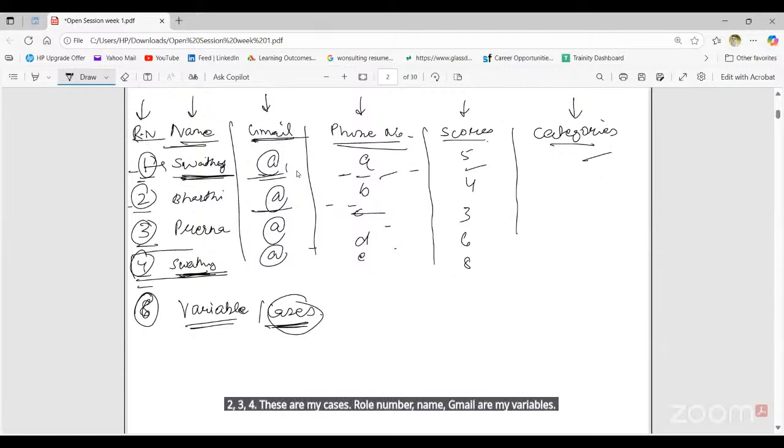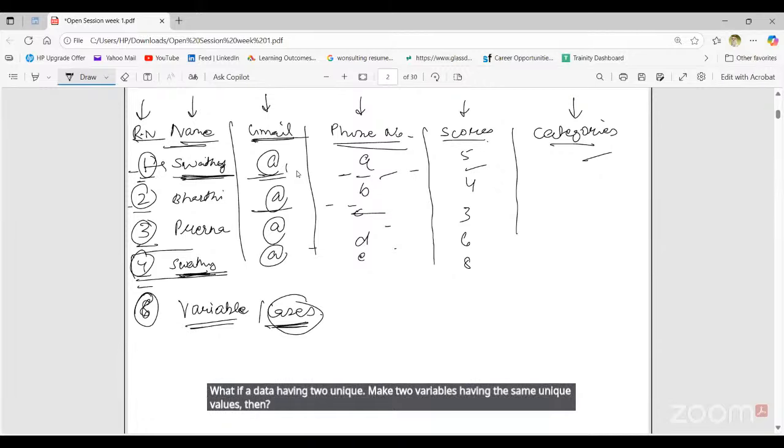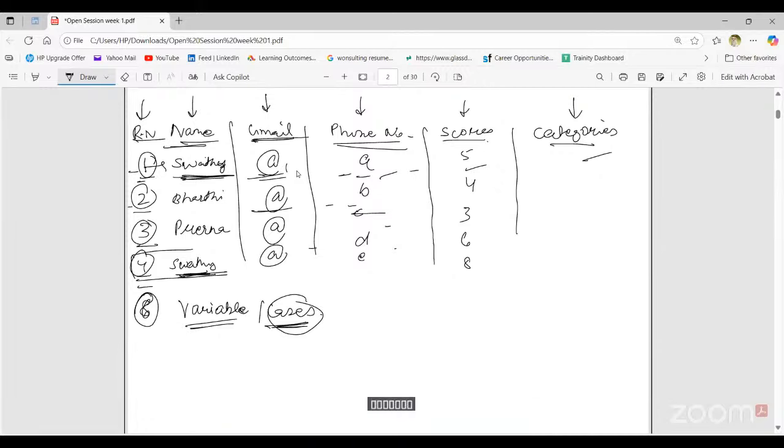Ma'am, what if the data has two variables having the same unique values? Here we already have it, so it will not affect. Okay, can we just move forward now? Yes, please.